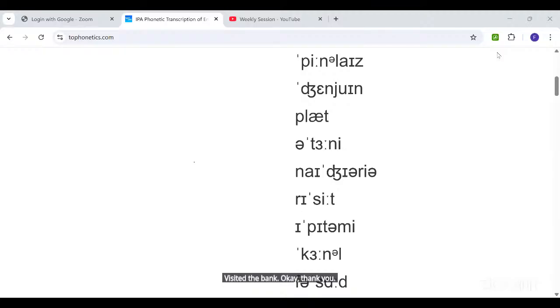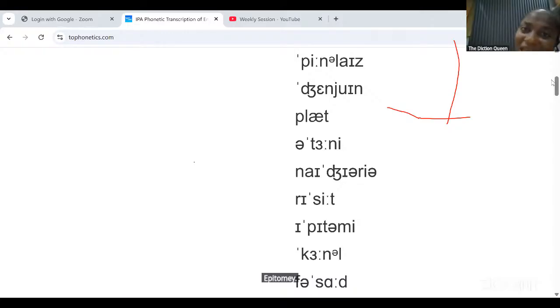I think we've got five people already, so I will proceed. The next word we have is that word people pronounce as epitome. It's not epitome. The right pronunciation is epitome, not epitome. Epitome.